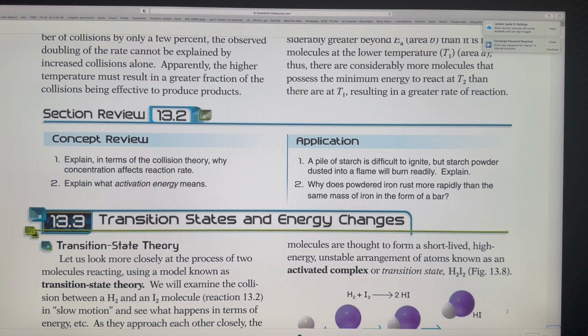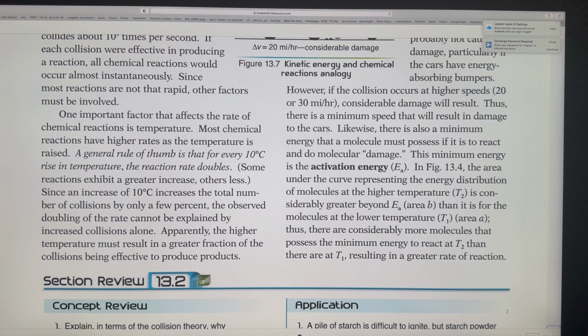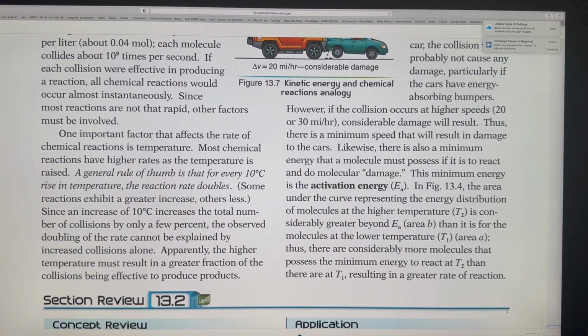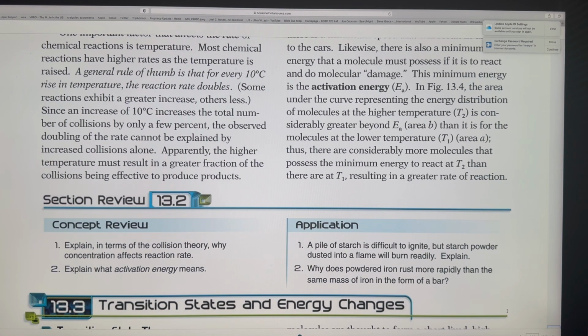Explain what activation energy means. Activation energy is basically, let's go back, okay. There is also a minimum energy that a molecule must possess if it is to react. This minimum energy is called the activation energy. So it's when it's going to change into something else. We'll find that in the next section. A pile of starch is difficult to ignite, but starch powder dusted in a flame will burn readily because the starch powder has more surface area to react with, and so it will burn quicker.